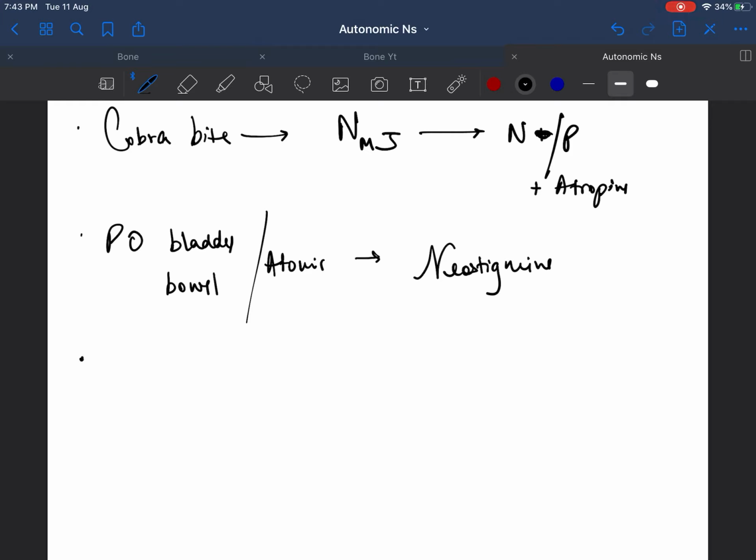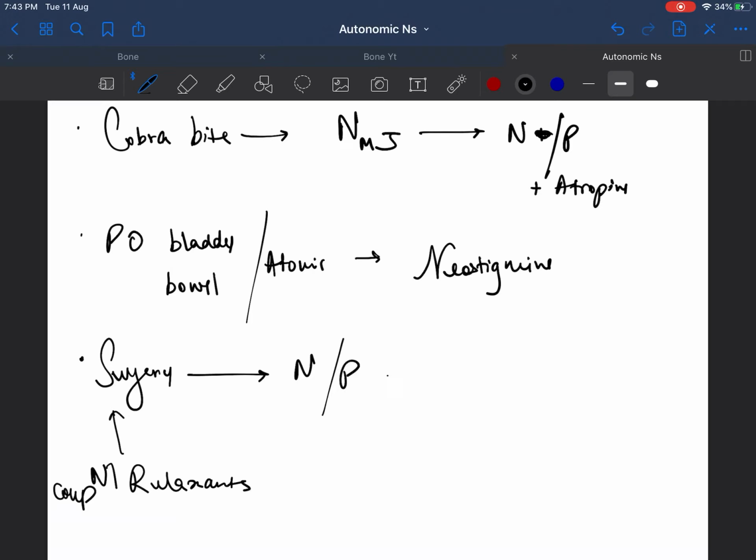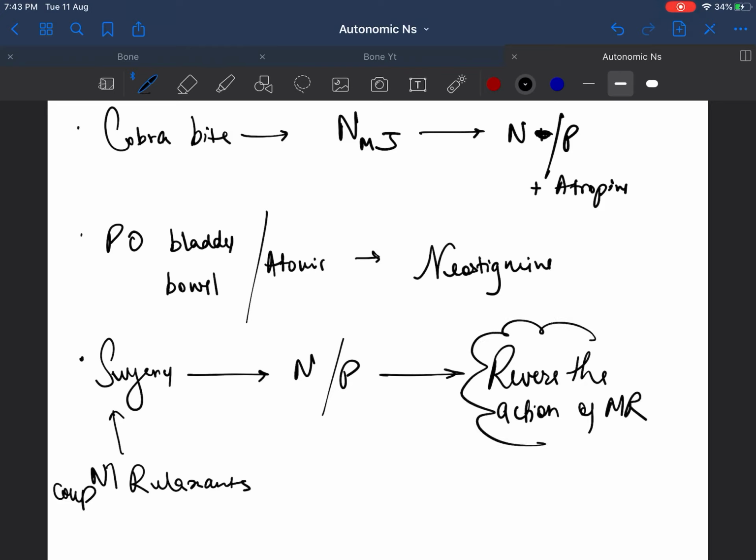Also, during surgery, we normally give muscle relaxants to the person. But for example, if the surgery ends earlier than expected, the muscle relaxants will keep on working. So in cases when you have given competitive muscle relaxants, you can give neostigmine or pyridostigmine, and it can reverse the action of muscle relaxants. But there is no need to give atropine in this condition.